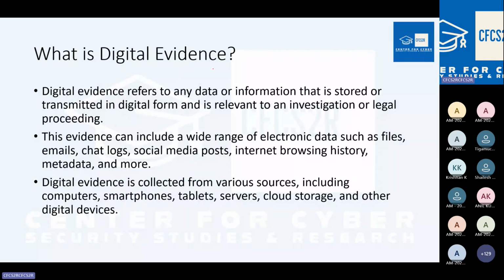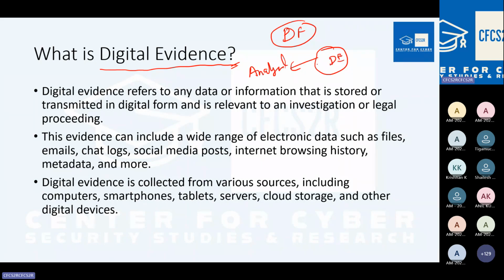Now, what is digital evidence? We have understood what is digital forensics. Now we will understand what is digital evidence. What is being analyzed is called digital evidence. If you are analyzing a CD drive, it is digital evidence. If you are analyzing a floppy drive, it is digital evidence. If you are analyzing a hard disk, then also it is digital evidence. So anything you are analyzing is basically digital evidence. Digital evidence refers to any data or information that is stored or transmitted in digital form and is relevant to an investigation or legal proceeding.